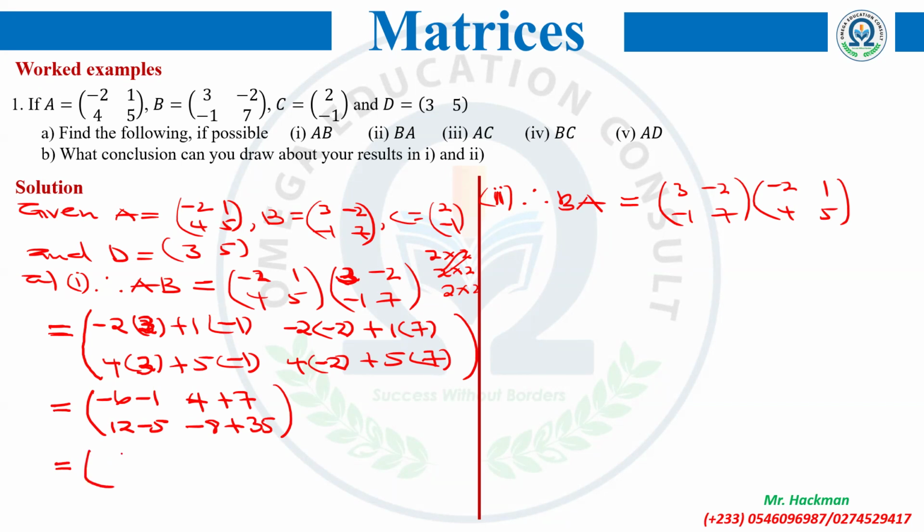So here -6 minus 1 will give us -7. 4 plus 7 will give us 11. 12 minus 5 will give us 7. Then -8 plus 35 will give us 27. We are done. So that's the product AB. Is that clear, my professors? I think this one is perfect. So now let's go and look at BA.